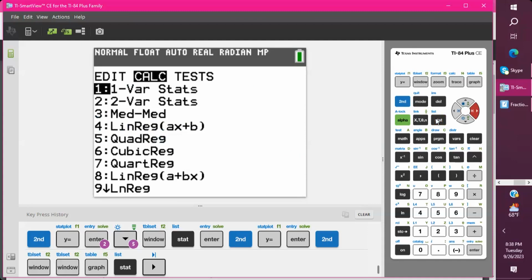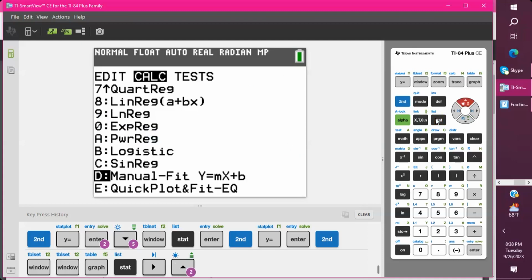But if I up arrow and go to letter D under the calculate, or I could down arrow a bunch of times until I get to the letter D, you see there is manual fit for y equals mx plus b. Manual fit is a wonderful idea if you have something that looks like linear data. This can only be used if it is linear. If you were looking at a parabola shape or an exponential shape, you would not be able to use manual fit. It can only be done if it looks like you have a linear relationship.